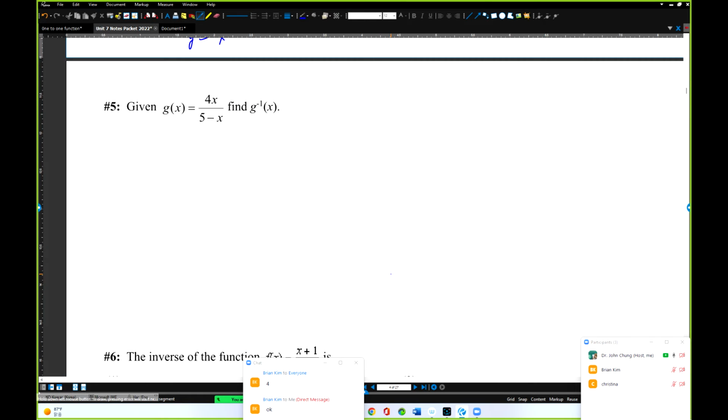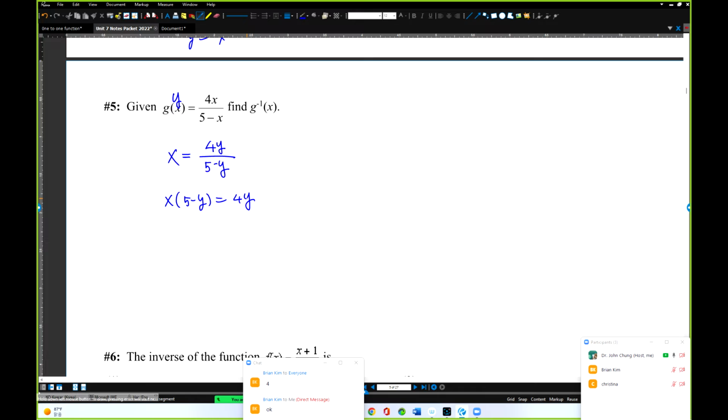Okay, try number 5. So we have g of x equals 4x over 5 minus x. Find the inverse. Take this as y. Switch x and y. Okay. x equals 4y over 5 minus y. Okay, so multiply 5 minus y on both sides. x times 5 minus y. On the right-hand side, the 5 minus y cancels out. We got only 4y.